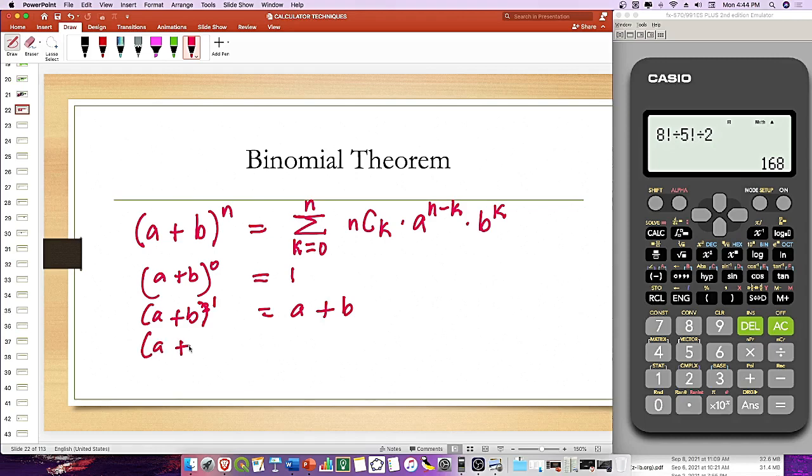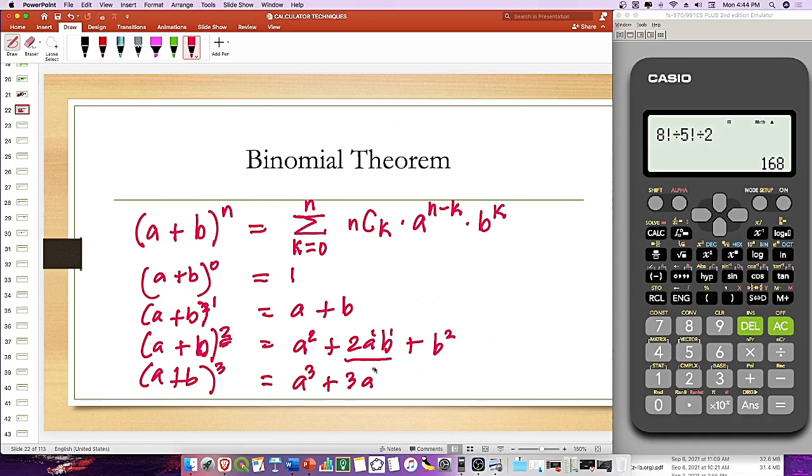In short, if this is a plus b raised to the power of 2, this is just a squared plus 2ab plus b squared. Take note, this is the middle term. If the power is 2, the middle term will have half of the total power of the exponent. Now, if this is a plus b cubed, this is a cubed plus 3a squared b plus 3ab squared plus b cubed. Notice the reduction of the powers of a, and the powers of b are now increasing. This is the basic principle of the binomial theorem.